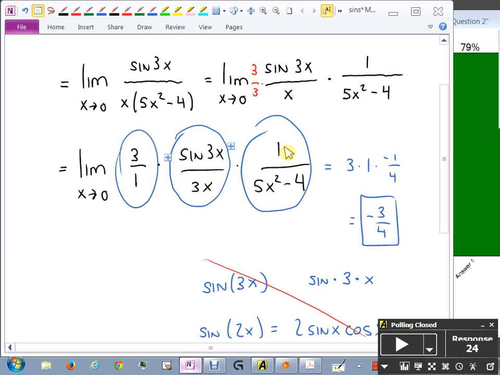Out here? Oh, yeah. Whatever. Yeah, that 3, you're free to move it around. You just can't put it in here and make that like a 9x or something like that. You can't do that. Okay.